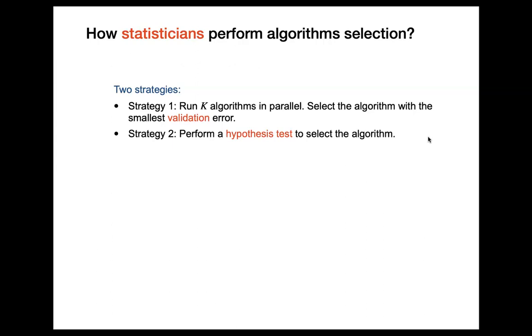You do sample validation, pre-validation splitting: train on the training set, validate on the validation set, and look at the one with the smallest error. Strategy two is to perform a hypothesis test before selecting the algorithm. If y is real, you should perform regression. If y is binary, you should perform classification. So this is a hypothesis test to test whether y is real or binary.